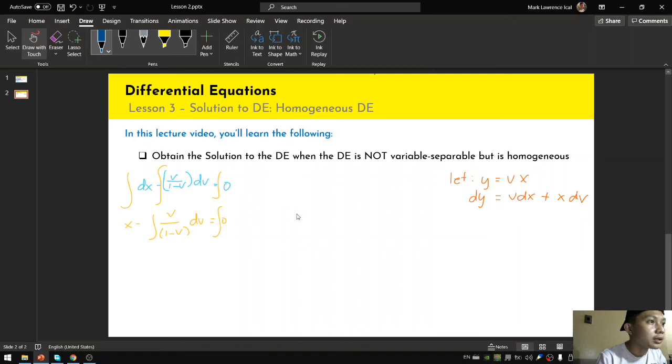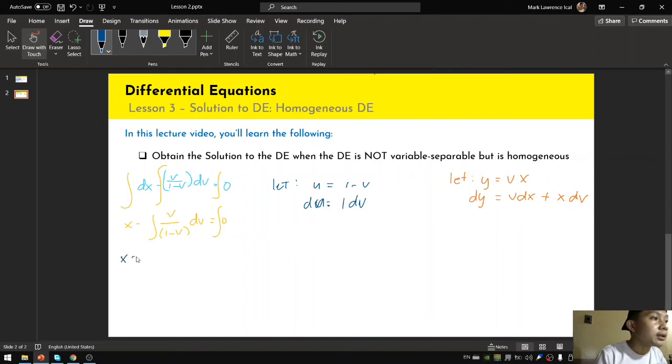Okay, what's the trick? The integral of v over 1 minus v dv. What's the integral of v over 1 minus v? Okay. Let u is equals to 1 minus v. dv is equals to 1. Du is equals to 1 dv. And dv is equals to du. Okay. So, alright.